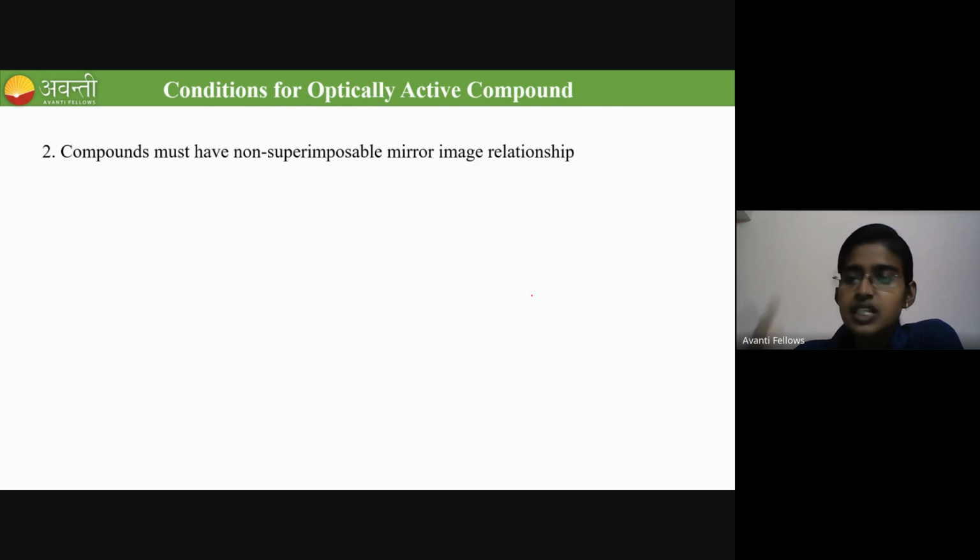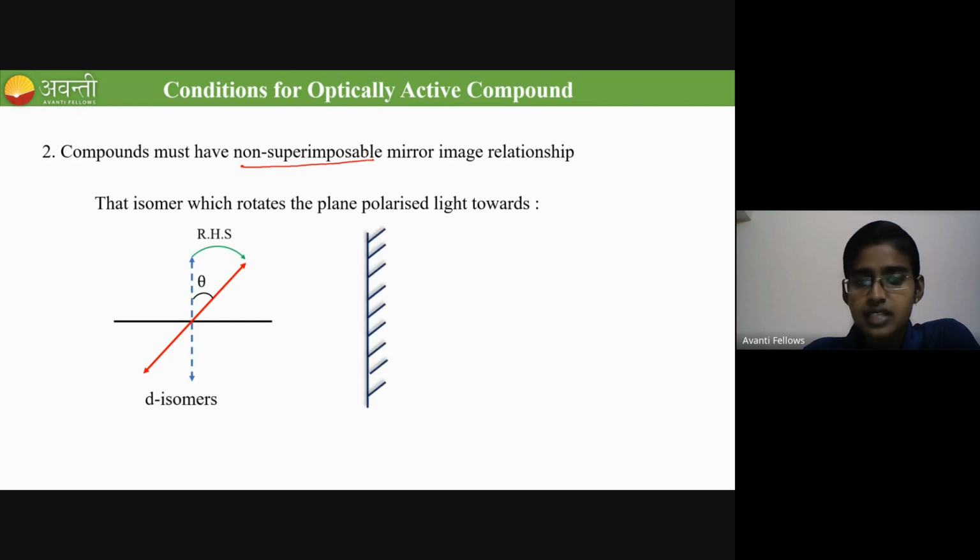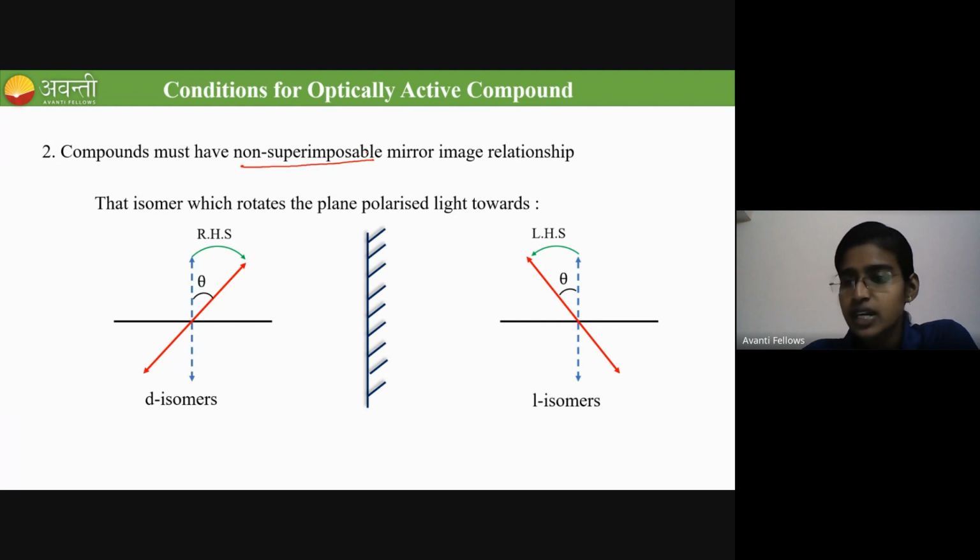So condition number 1 is chirality. Condition number 2 is that the compound must have a non-superimposable mirror image relationship. The isomer which rotates the plane polarized light towards the clockwise, that is the right hand side, is called the D isomer. The other one rotates towards the left hand side and is called the L isomer. Got it?